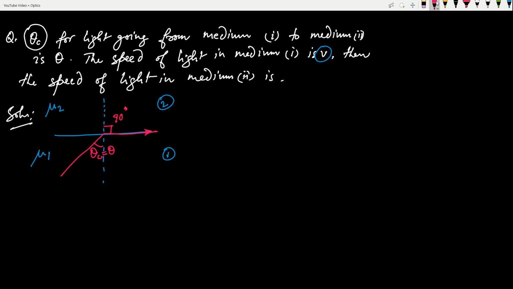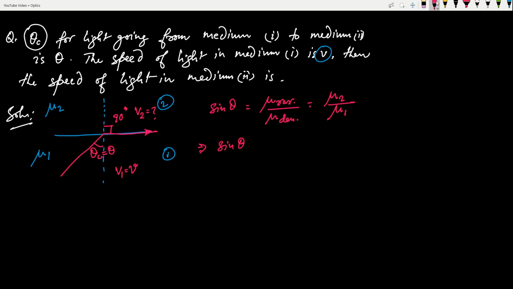Now it says the speed of light in medium 1 is v. So the velocity in medium 1 is v. What will be the velocity in the second medium? This is the question. Now let's use the concept of critical angle, that is sine theta c, which is given as theta, is equal to the refractive index of the rarer medium divided by the refractive index of the denser medium. The refractive index of the rarer medium is mu2 and of the denser medium is mu1. Since light is traveling from denser to rarer medium for critical angle, we know that mu1 is greater than mu2, even though it's not given.